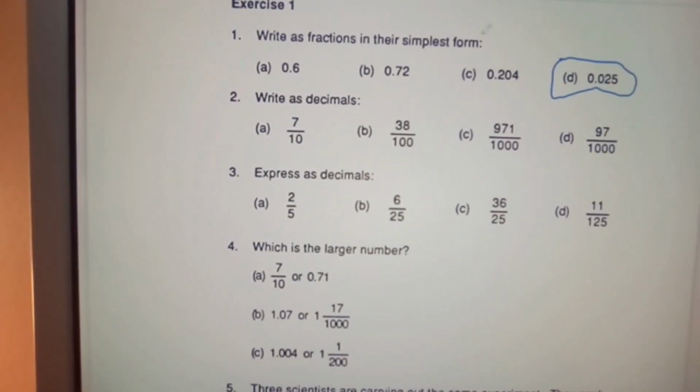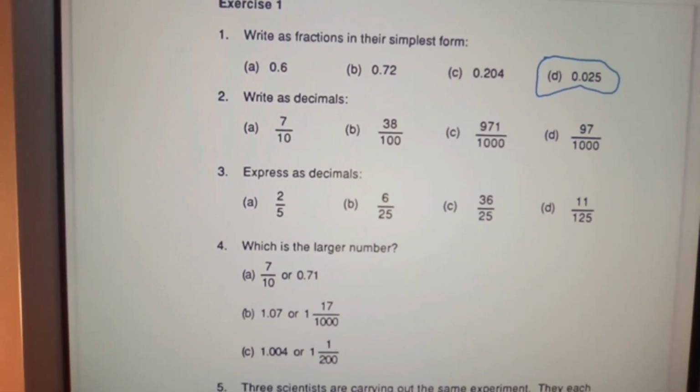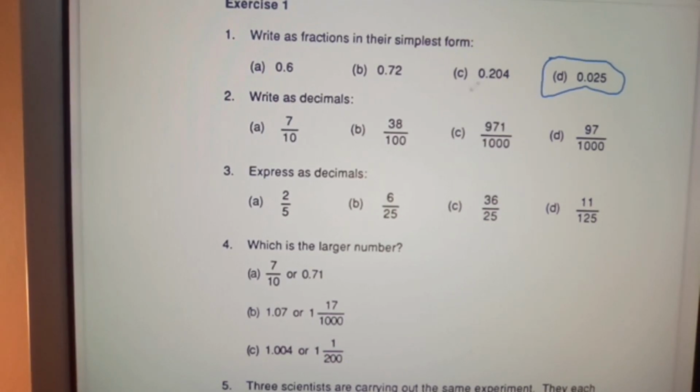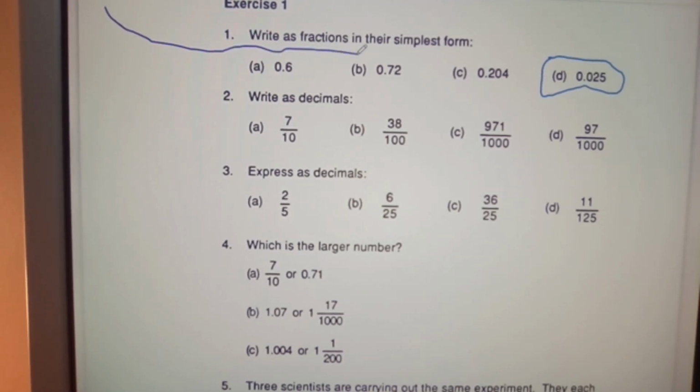Okay. So now let me change my pen again so I can get a different color to do the actual work itself. Now we are looking at this question here. We're looking at that question there.